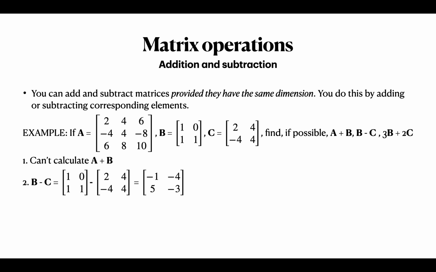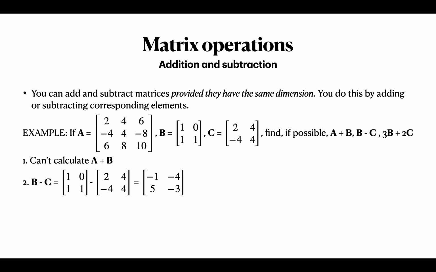And if you subtract the 1, 2 elements, 0 minus 4 gives you minus 4. And then 1 minus minus 4. Be careful with this because minus by minus gives you plus. So you get 5 there in the 2, 1 entry. And the last one then is 1 minus 4, which is minus 3. So if you subtract two 2 by 2 matrices, you get a 2 by 2 matrix. Okay, you always get a matrix of the same dimension.